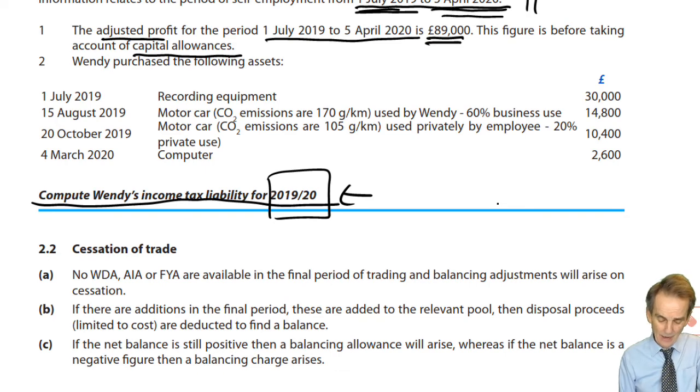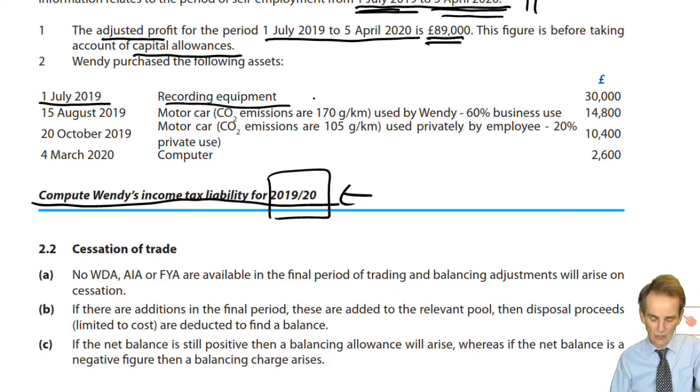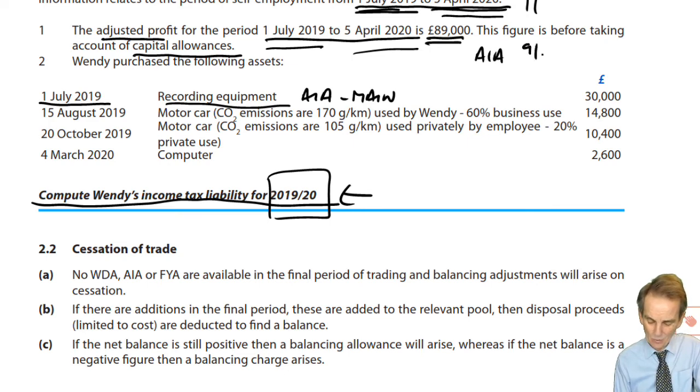So what have we got here? We've got the 1st of July 19, recording equipment. Now, recording equipment, that's just normal plant and machinery. That, therefore, would be entitled to AIA and would be a main pool item. Obviously, as soon as we've seen that the accounting period is 1st of July 19 to 5th of April 20, that, therefore, a period of 9 months, you would know that any AIA limit would be 9/12 of 1 million.